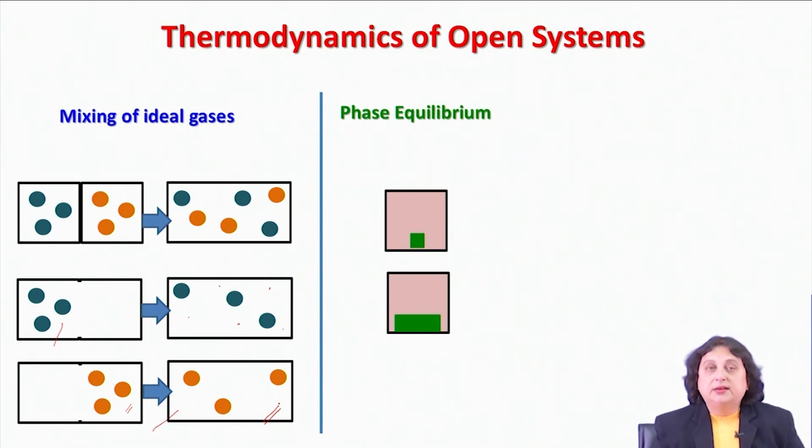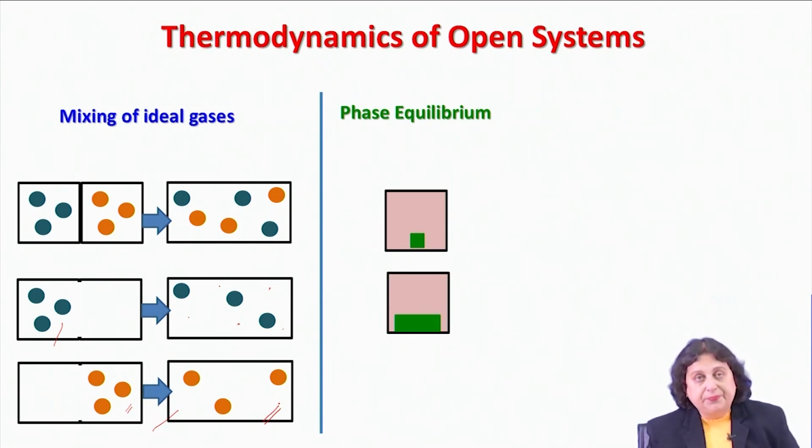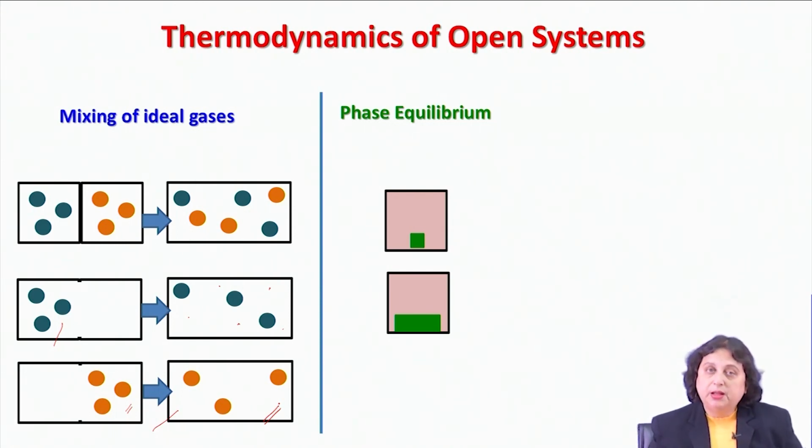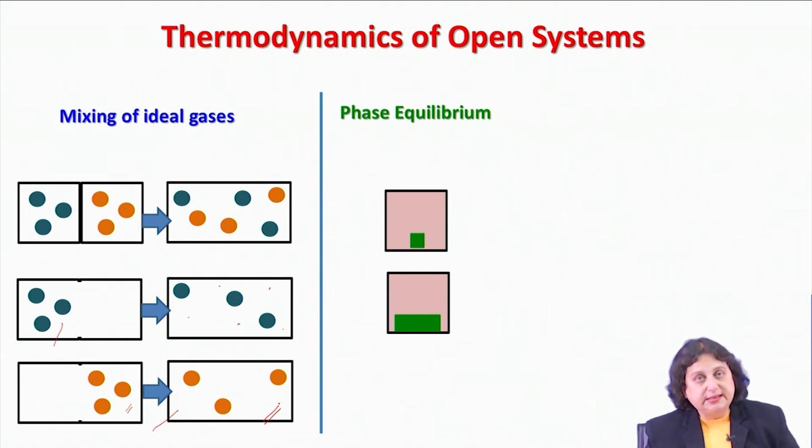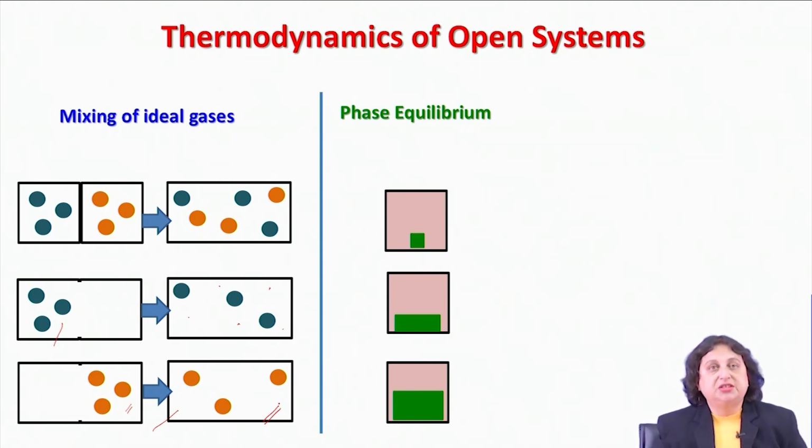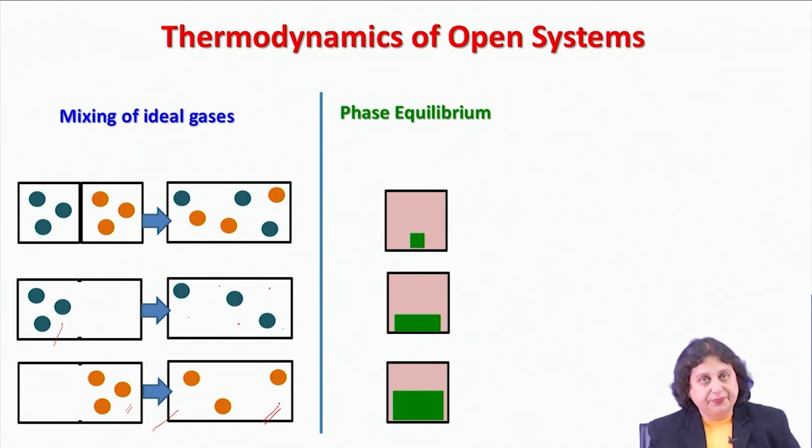So, if it is a liquid to vapor, initially you have a box full of liquid, then a small bubble of the gas is formed, and this bubble will start increasing in size, and there will be other bubbles getting produced and growing in size, so that eventually what you have is, at equilibrium, the liquid and the gaseous phase coexisting in equilibrium under the given condition of temperature and pressure.